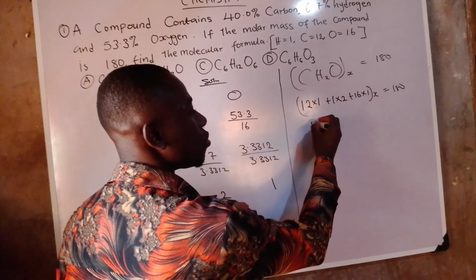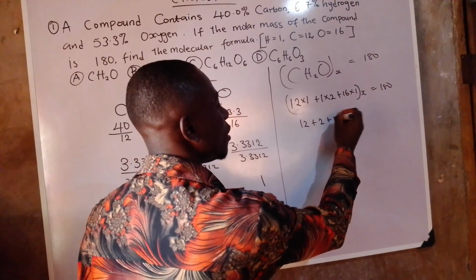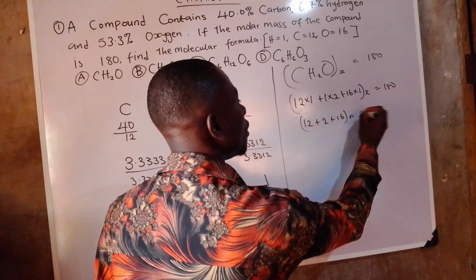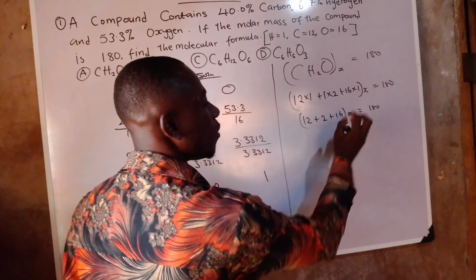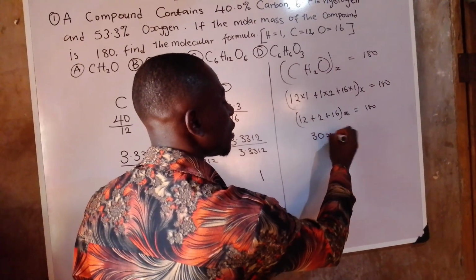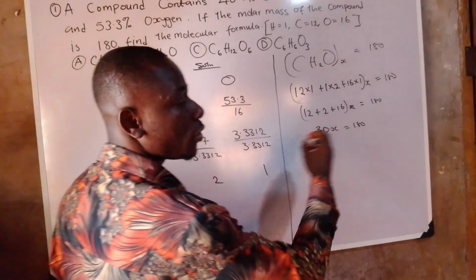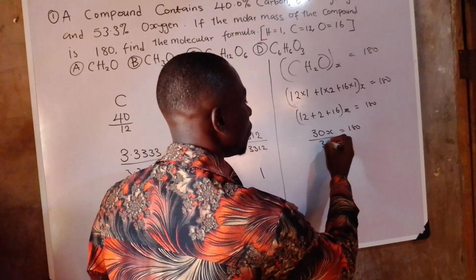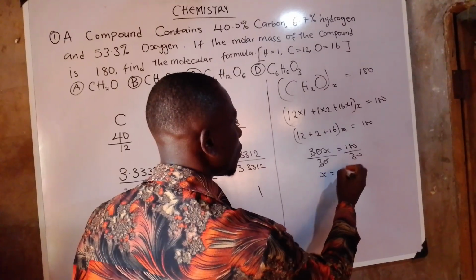12 times 1 is 12. 1 times 2 is 2. And 16 times 1 is 16. All in bracket x is equal to 180. Now if I add all the things we have here, I'll be getting 30. Open the bracket with x. 30x is equal to 180. Divide both sides by the coefficient of x. I'm having here 30 and here 30. 30 takes off 30. x is left.